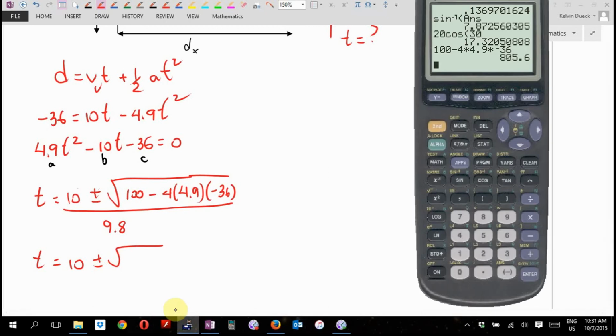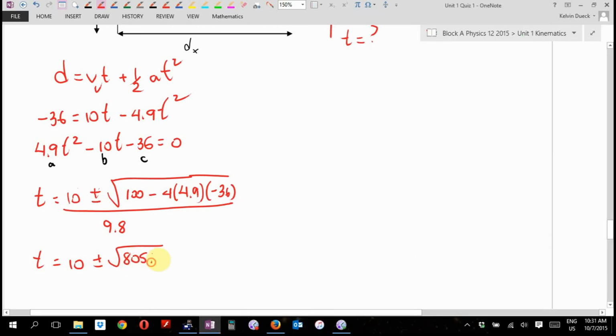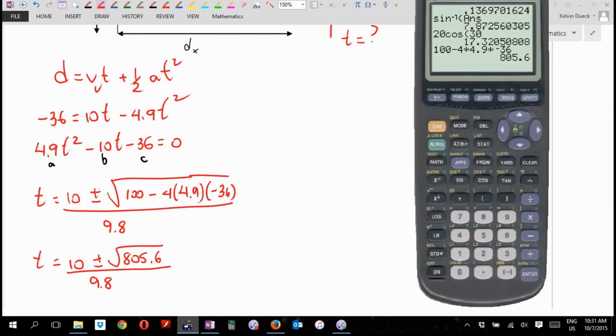This one isn't too bad. 805.6 all over. Where this gets really yucky is if Vi is a long, trig-y decimal. Okay, use your calculator. It's going to be bracket 10 plus the square root of 805.6, close bracket, divided by 9.8. I know the other root is negative. It's a negative time. Would I reject it anyhow? Then I'm not going to bother finding it. T equals 3.9166.